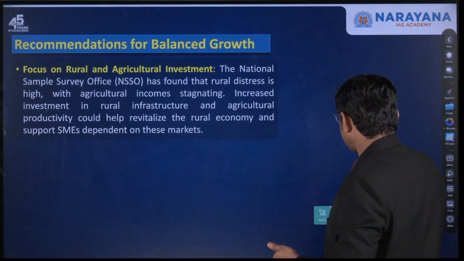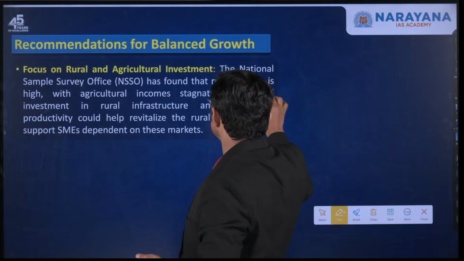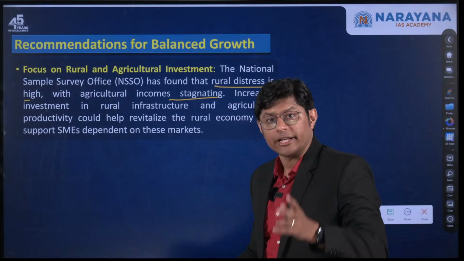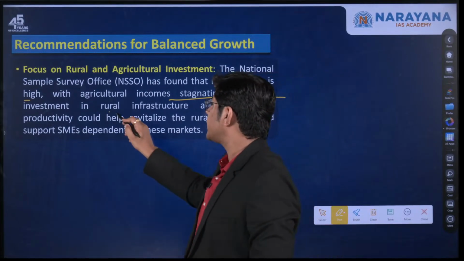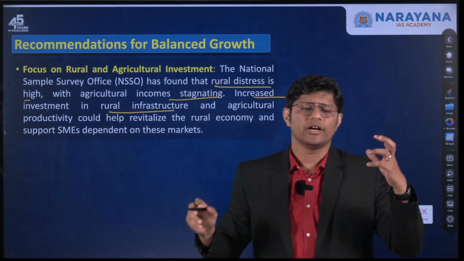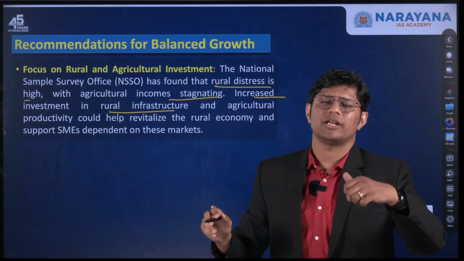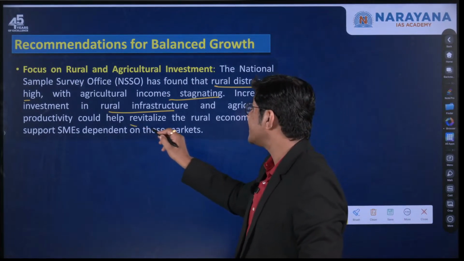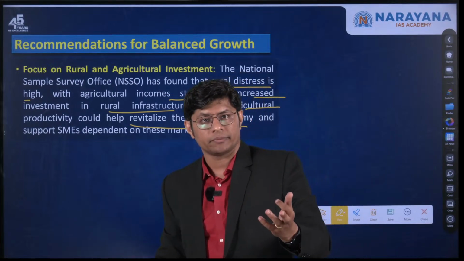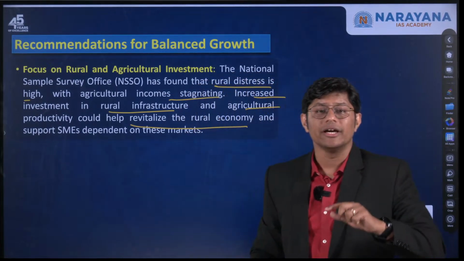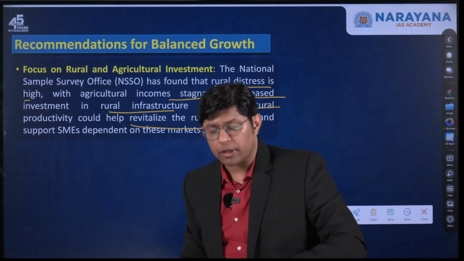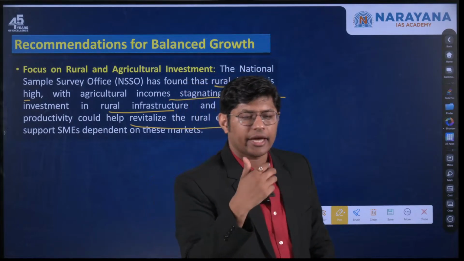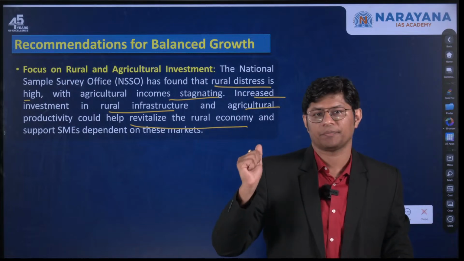The NSSO, right, has found that rural distress is high with agriculture income stagnating. And so, increase investment in rural infrastructure, that is, to help the farmers with, let's say, solar pumps, right? And agriculture productivity could help revitalize the rural economy. So here the government has to focus on revitalizing the rural economy by investing in rural infrastructure, thereby helping the MSME industries, right?